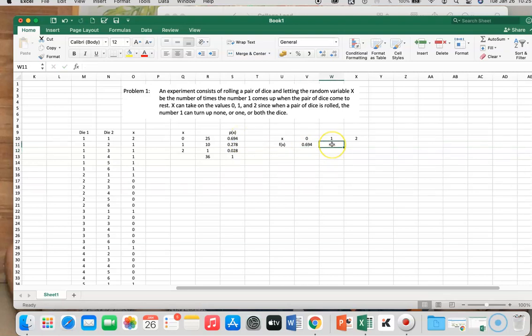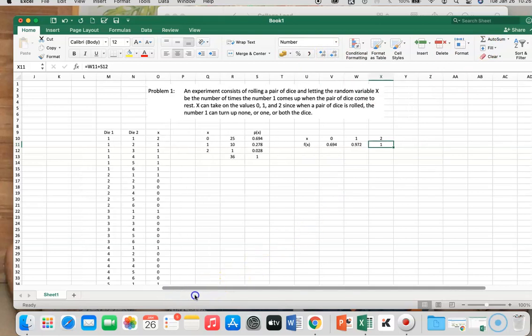Because it's cumulative, it is p of 0 plus p of 1 when x is 1, and then when x is 0 or 1, plus when x is equal to 2, it should be equal to 1. If it's not equal to 1, then there's something wrong along the way. So this is how the probability distribution function is constructed together with the cumulative distribution function.